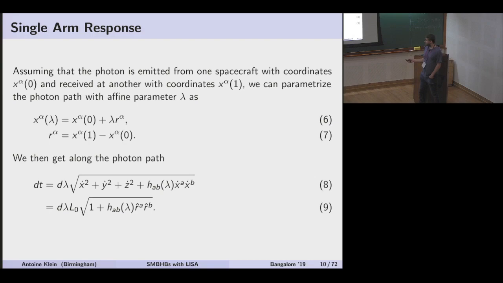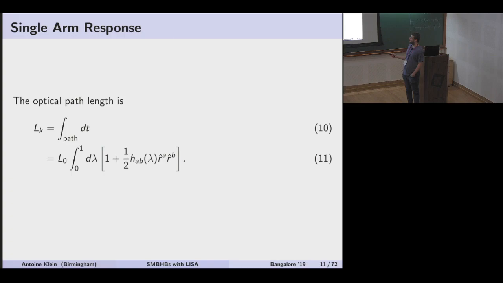Okay. So since HAB is really small, we can expand this at linear order in H, and we can carry out this integral dt. We can replace it by simply an integral on the affine parameter, like this. And this will be our optical path length. So this will be proportional to the effect that the gravitational wave has on the phase of the photon that we measure in our detector once it has traveled along one arm.